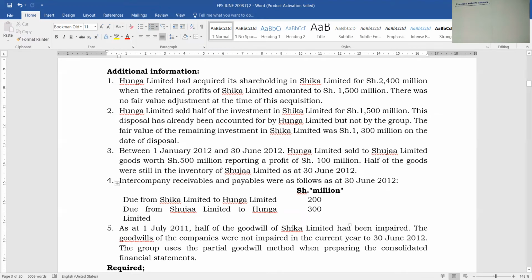But now, since he has not resold the entire goods, to be specific, half of the goods were never resold by Shujaa, he never realized the profit by half. So the unrealized profit would be 50, because that is half of 100. But again, there's another way I can do it, because we know that unrealized profit on stock is all about the unsold goods times the profit margin, of which I know the unsold goods is half of 500, that is 250, times profit margin.